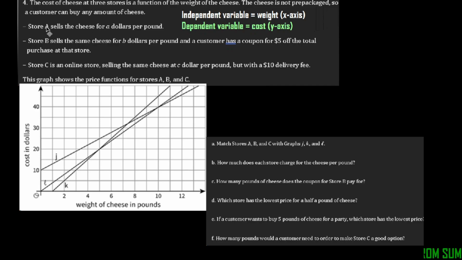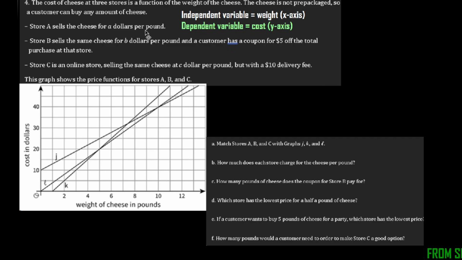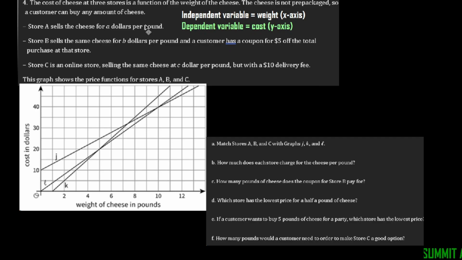So it says store A sells cheese for $8 per pound, and store B sells the same amount of cheese for $B per pound, and a customer has a coupon for $5 off the total purchase at the store. And it says store C is an online store selling the same amount of cheese at C dollars per pound, but with a $10 delivery fee. Then it says this graph shows the price for stores A, B, and C. So we're going to have a couple different things to go along with this.